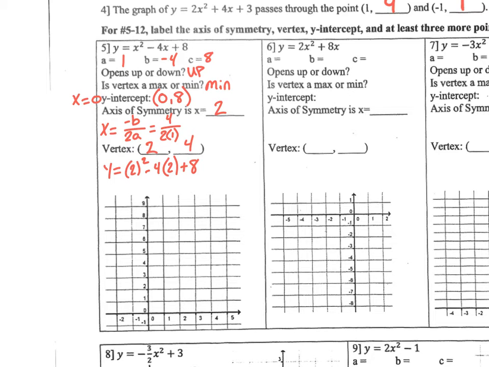So we can plot the vertex, 2, 4. We can plot our y-intercept, 0, 8. We have our axis of symmetry. And as we saw in problem 2, let's add on our reflection point here. What matches up over here to the y-intercept? So notice the y-intercept is 2 spaces to the left. So if we go 2 spaces to the right, we can add another point to our graph, and then we can connect the dots to actually make our graph.